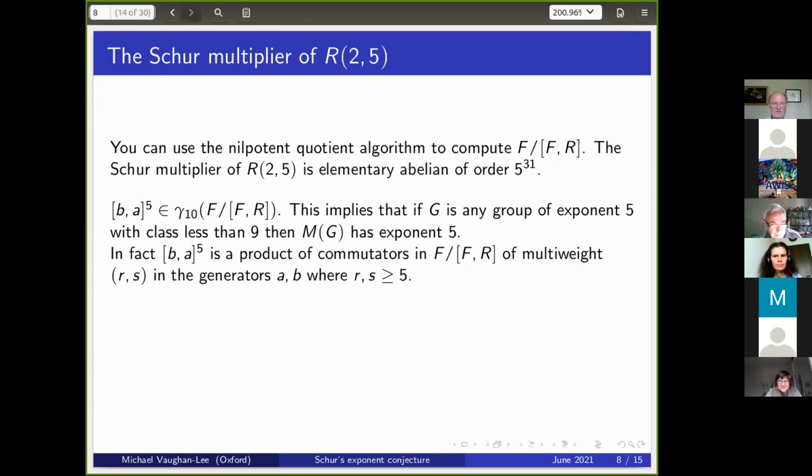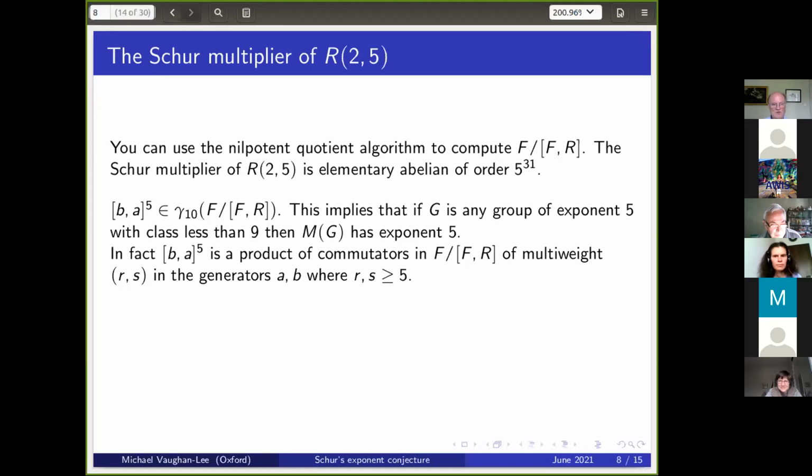If you look at the details of the presentation that you get for F over F comma R, then it turns out that if you take the commutator B comma A, its fifth power is actually in gamma 10. So it's a product of commutators of weight at least 10. And that means that if G is any group of exponent 5 with class less than 9, then the multiplier has exponent 5. So this is really important, this, by looking at R25, and it's a central extension F over F comma R of R25, you can see that any counterexample to Schur's conjecture of exponent 5 would have to have class at least 9.